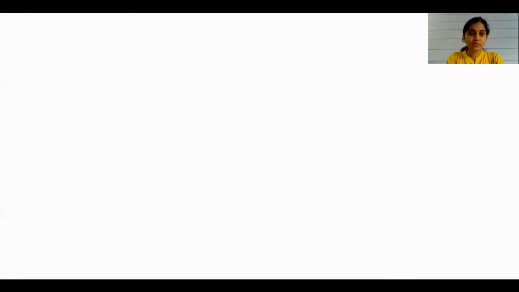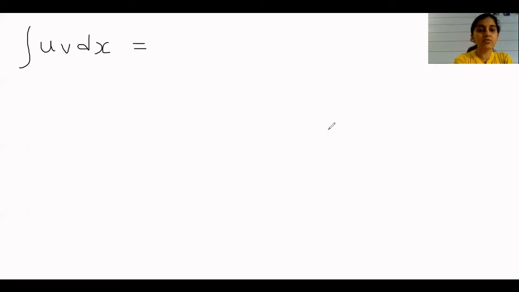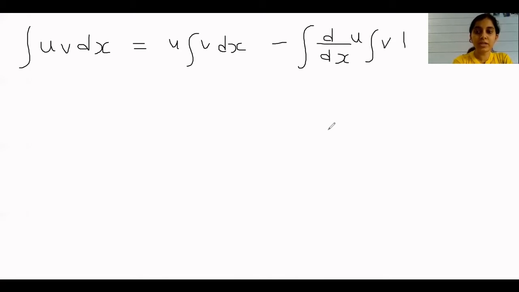First of all, let's revise the theorem of integration by parts. So what does it say? Integral u v dx, that is the multiplication of two functions. Then how do you integrate? It is u integral v dx, minus integration of d by dx of u into integral v dx, the whole thing integrated with respect to x. This is your integration by parts rule.